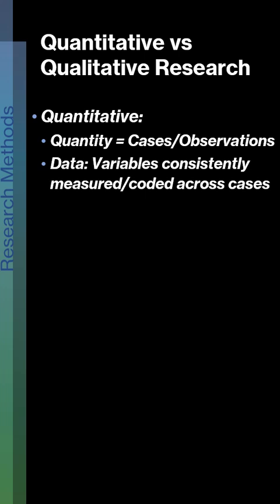So when you define a variable, some aspect of the case or observation, whatever you're studying, your subject, when you consistently measure them, then you get data, right? Or you consistently code them.